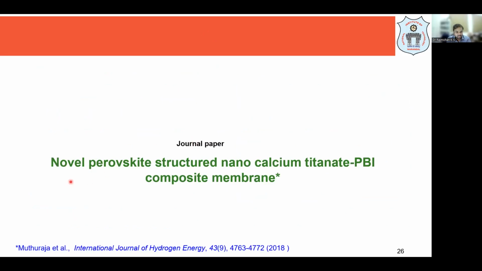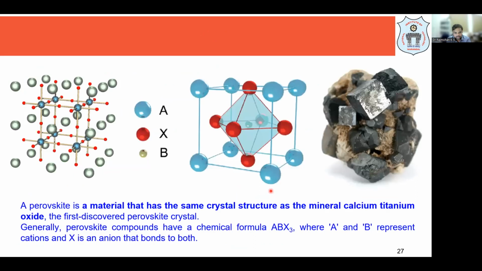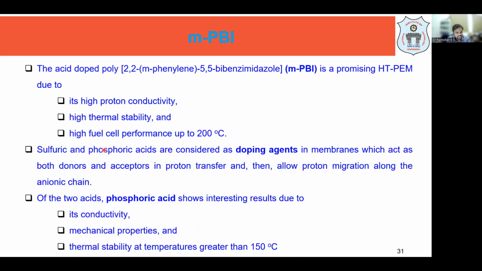Now we are going to discuss a novel perovskite structure, nano calcium titanate PBI composite membrane. Okay, so what are the advantages of this MPBI? Just to reiterate, they are known to have high proton conductivity, high thermal stability, and high fuel cell performance up to 200 degrees Celsius.